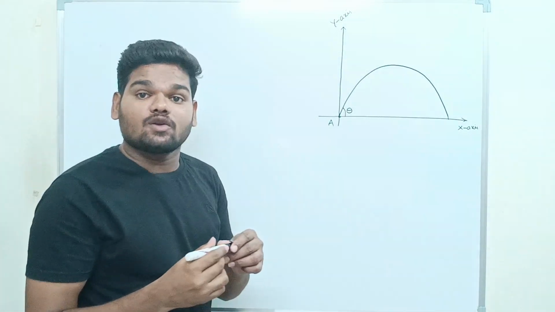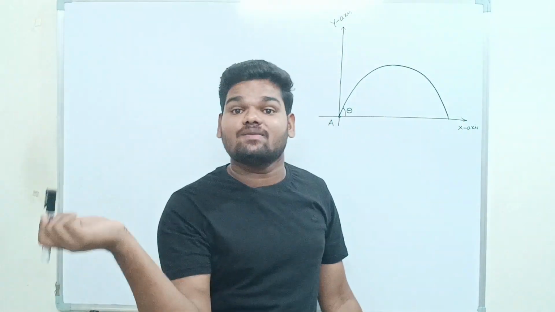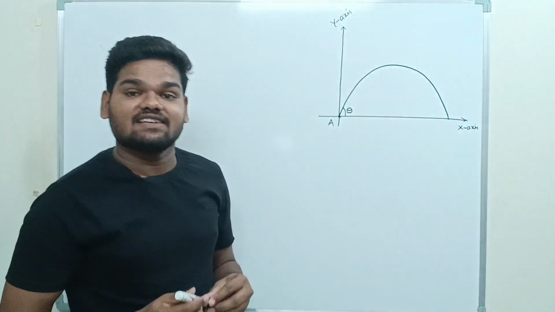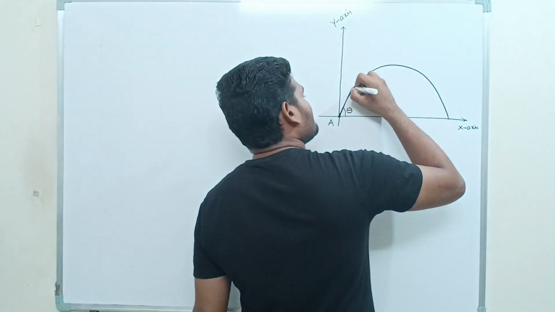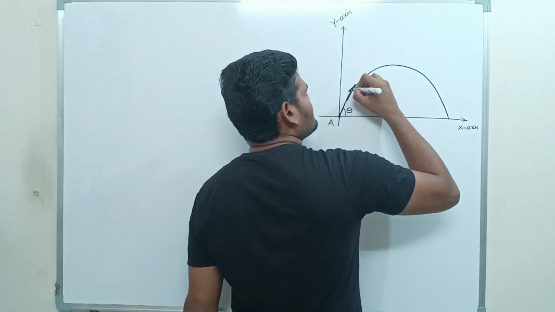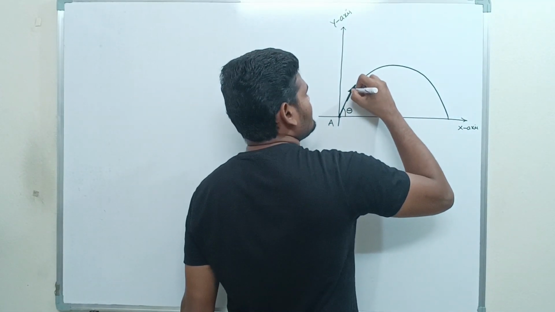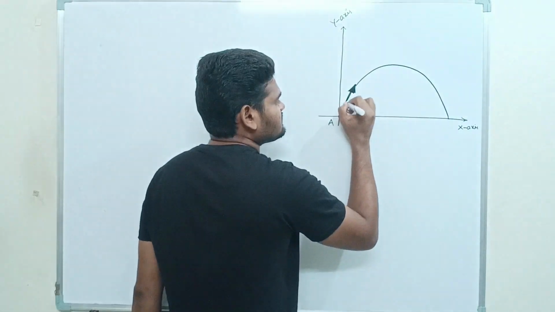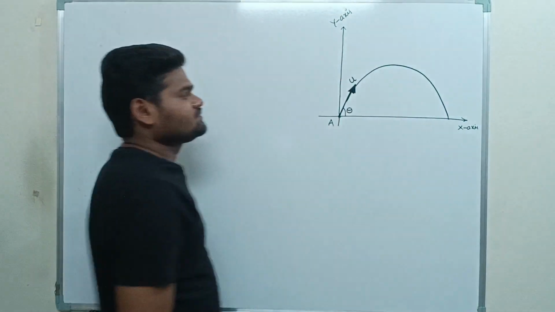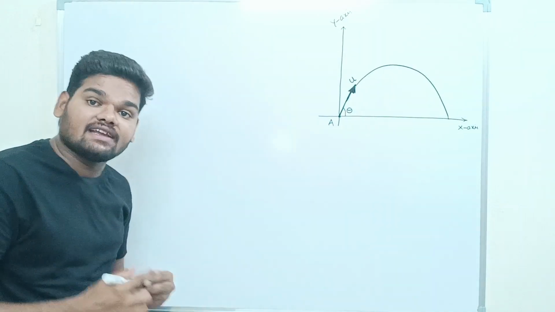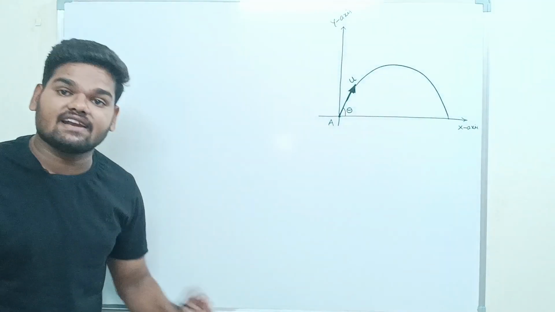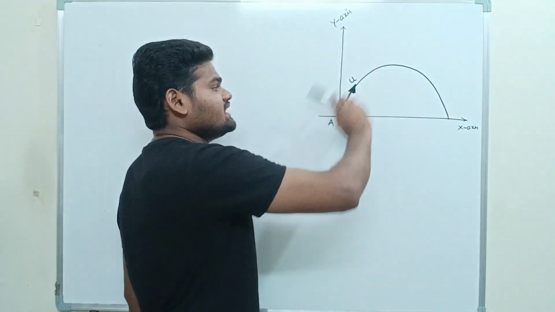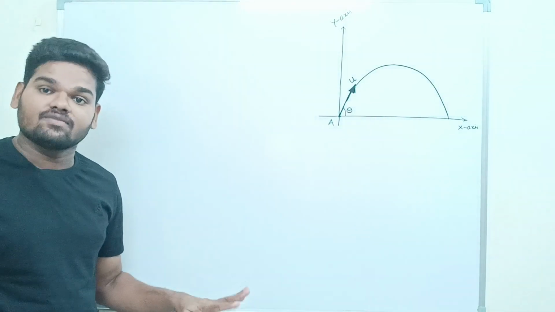It is clear that to bring the object into projectile motion, we must give some initial velocity. I'm taking the initial velocity of the object as u. Let u be the initial velocity of this object. Now it is making an angle theta with the horizontal, and theta is less than 90 degrees. Now this object makes a projectile motion. It is clear.